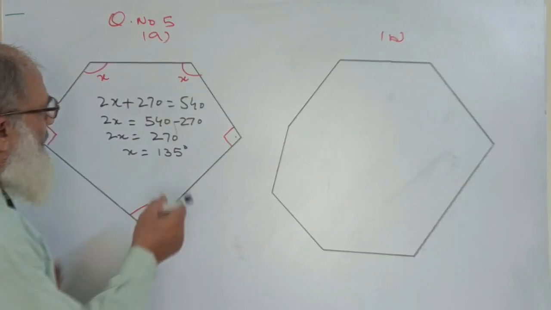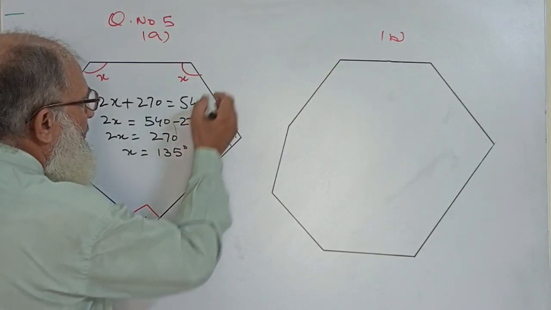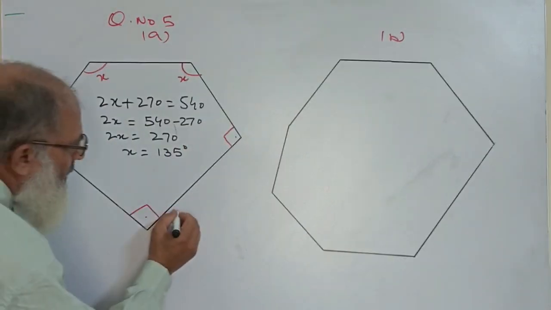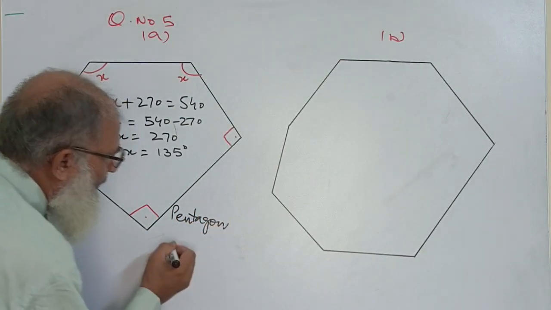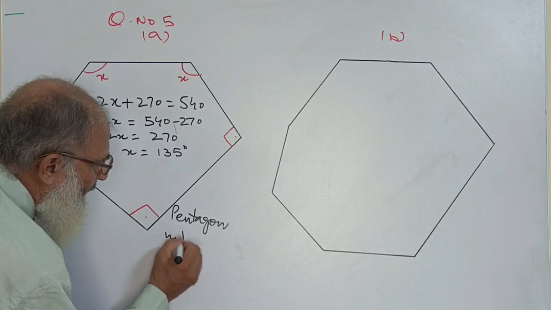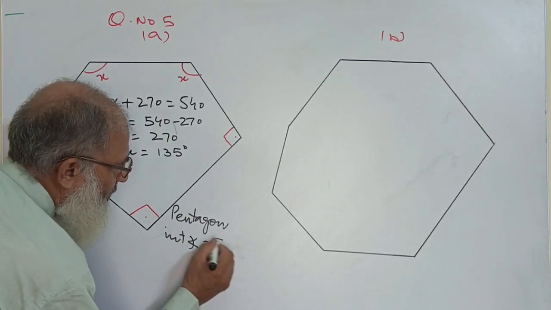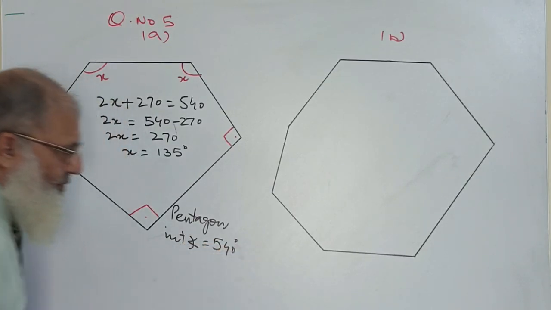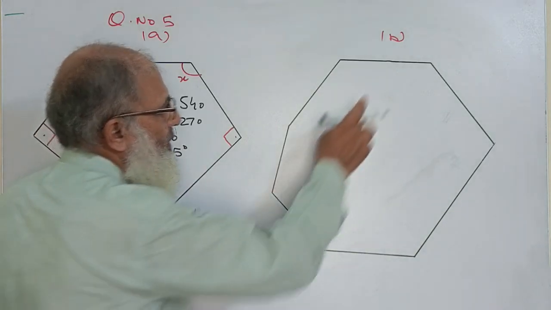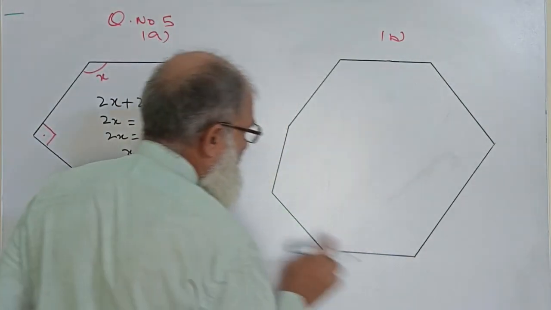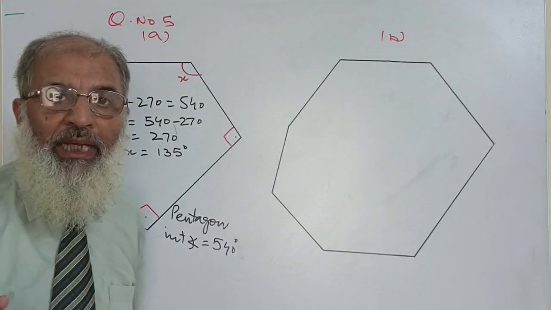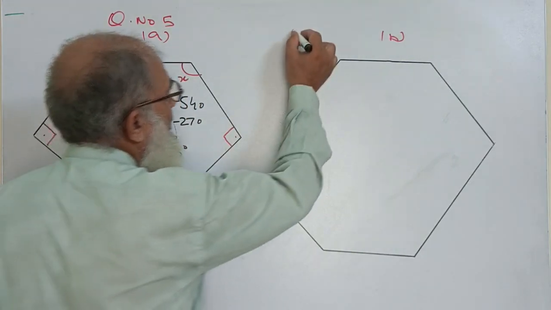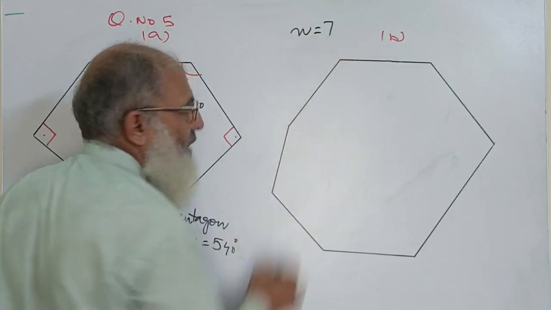You can also write the reason that this is a pentagon, and the interior angle sum of a pentagon is equal to 540 degrees. Now what is this? 1 2 3 4 5 6 7. Now this is a heptagon, and a heptagon has n equal to 7.